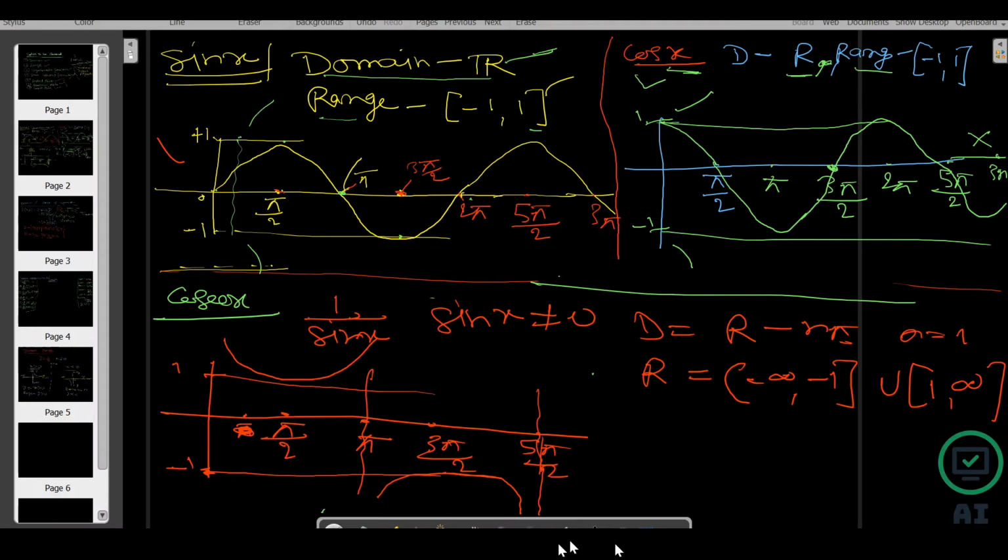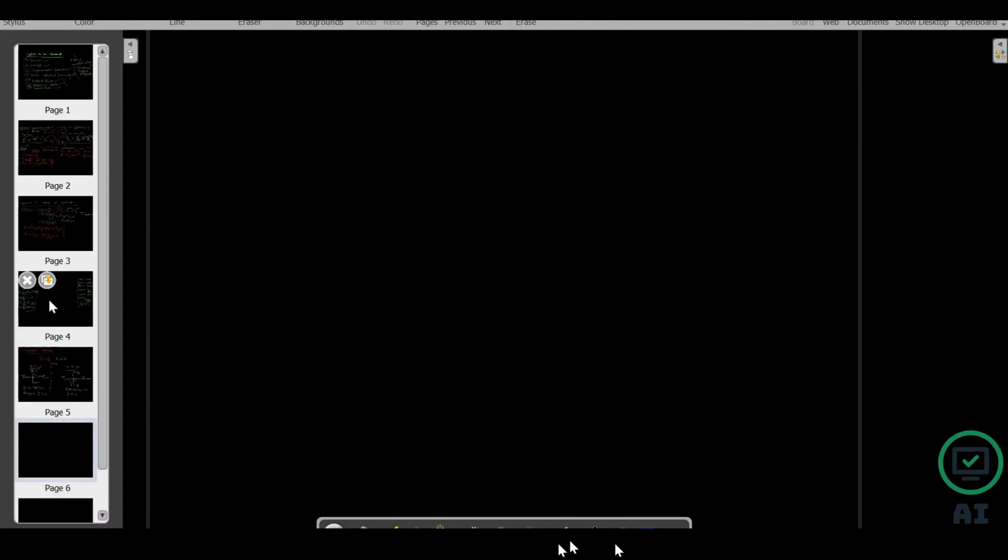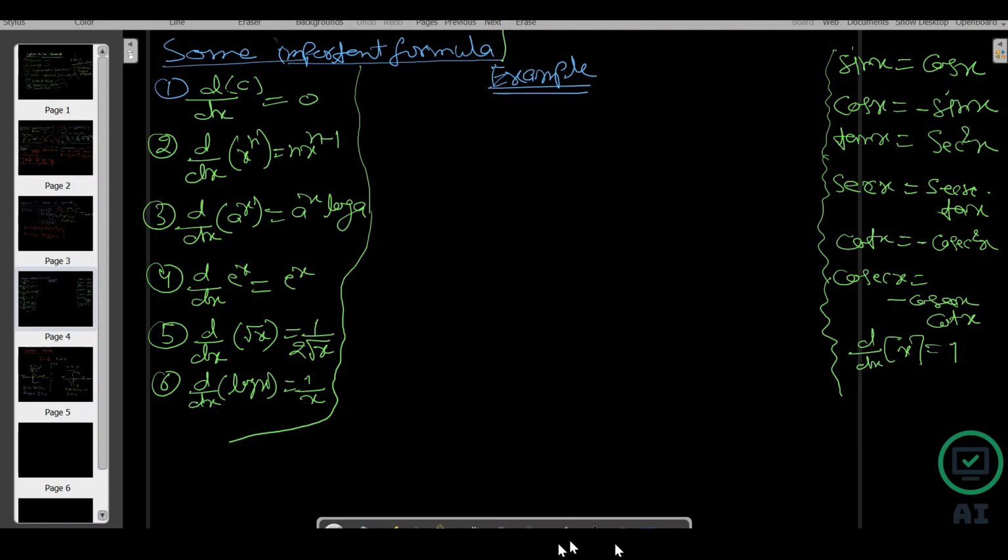So having understood the trigonometric functions and their graphs, let's go and see some simple formulas to do the differentiation, and then the product rule, quotient rule, and chain rule. So let's discuss this. To do some basic differentiation, we should have some basic concepts related to how to do the differentiation. So you can see here some of the formulas.